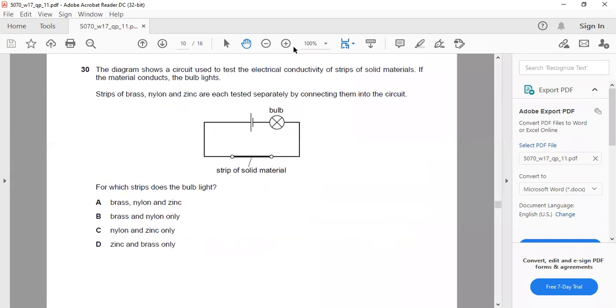30th is also very easy. Strip brass, nylon, zinc, and each one tested by conducting separately connecting to the circuit. It's about electrical conductivity. Bulb light, nylon, no, nylon, no, nylon, no. D is the answer. Nylon is cloth, right?